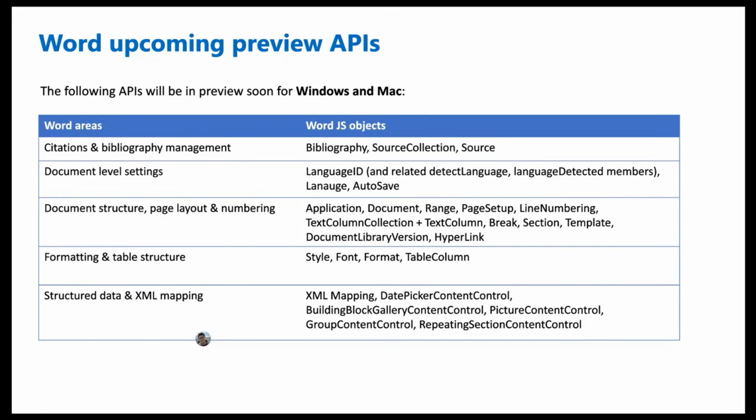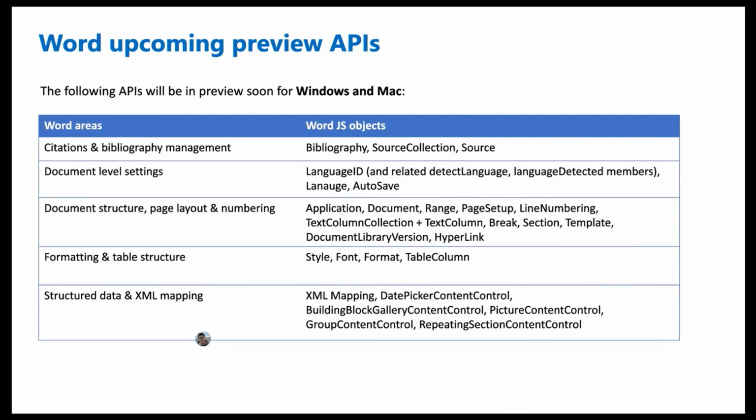And also, there are a lot of partners asking for better document structure control. So we now have a group of APIs that allow you to better control the layout, page layout, numbering, and also we allow you to get the document library version where you actually can navigate through the different versions of the Word document. And more about the formatting and table structure. Now you will have richer style and font to control the style and format of your document.